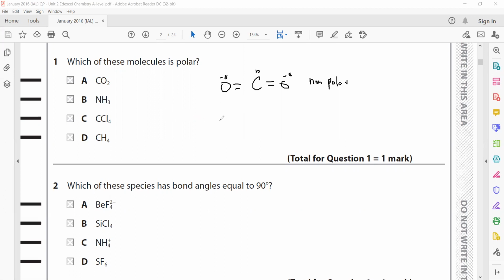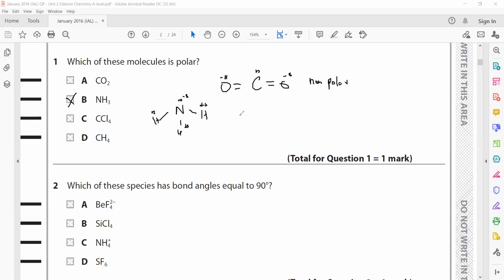Same way, when we check NH3, ammonia, there are 3 bond pairs and 1 lone pair. Because of this lone pair, the overall molecule is not symmetrical. That's why it is polar: the bonds are polar because nitrogen is more electronegative, so partial negative, and hydrogen is partial positive. So B will be the right answer.